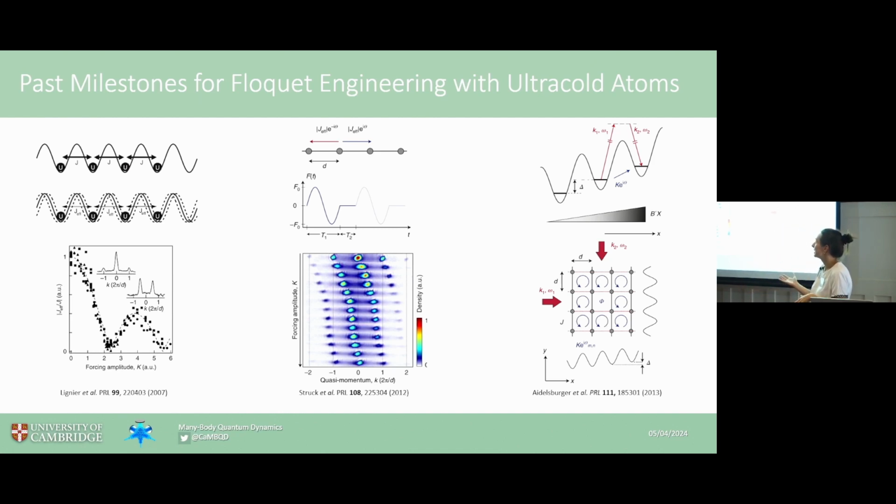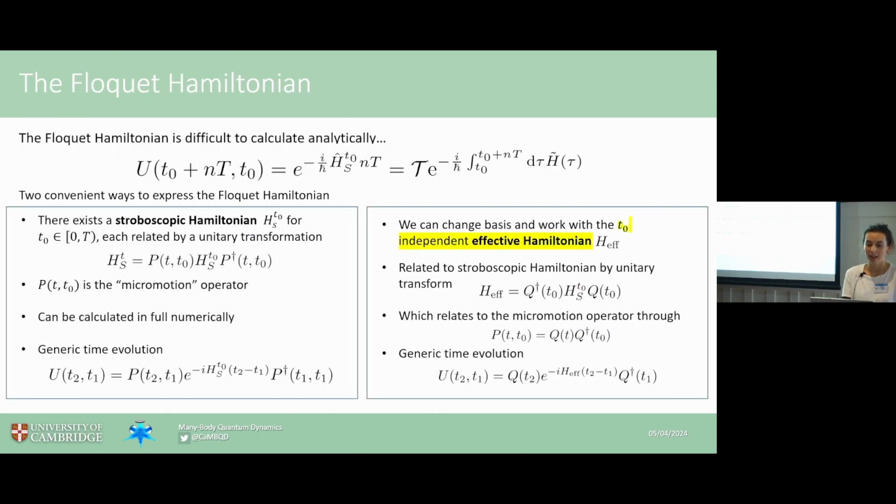This was also extended in another experiment where they drove the system with a function that broke time reversal symmetry, and in that case they can imprint Peierls phases in the lattice. And this is also done in two-dimensional systems where they use laser-assisted tunneling in order to imprint artificial gauge fields on the lattice.